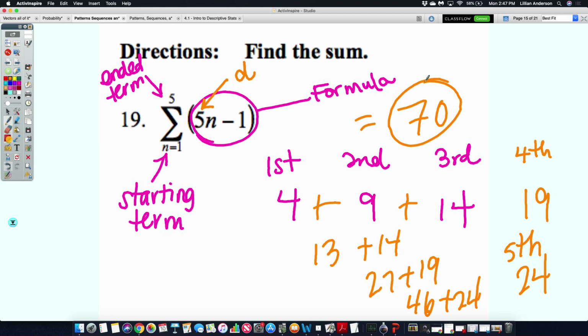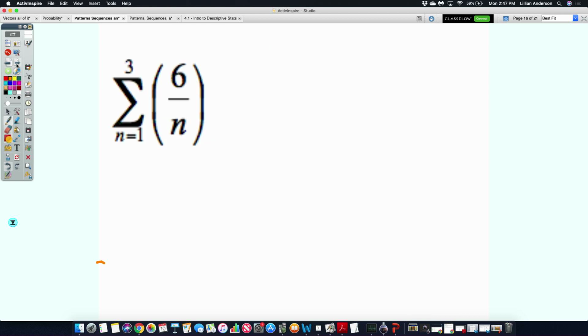You just have to identify if it's arithmetic or geometric. Questions on summation notation? Okay, so you can either identify if it's arithmetic or geometric, or you can plug in your terms and add them up together. Either way works.